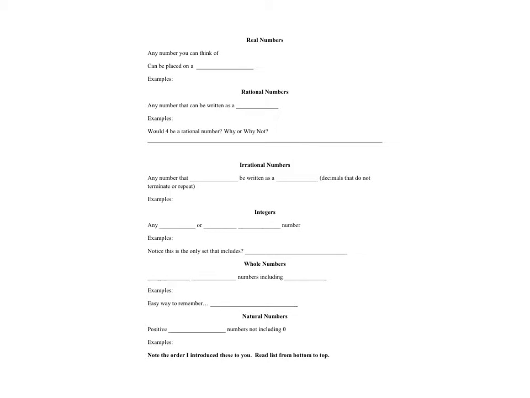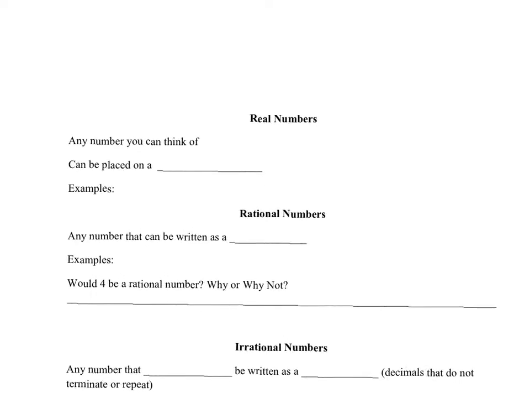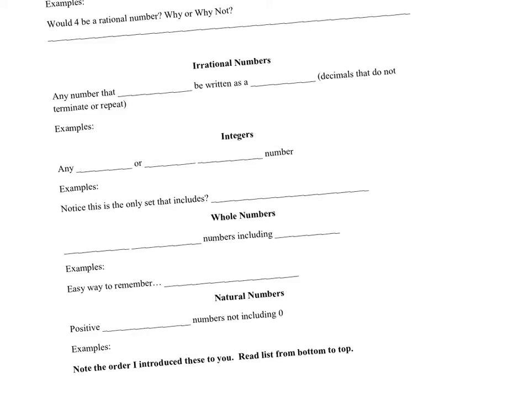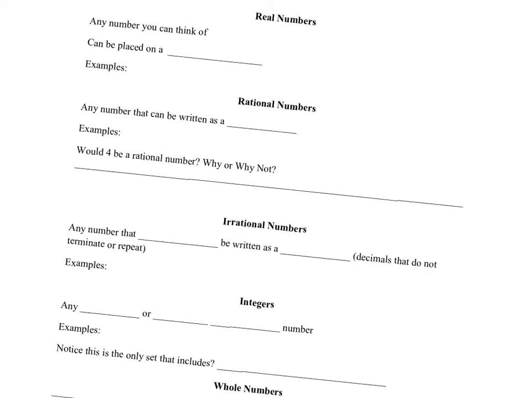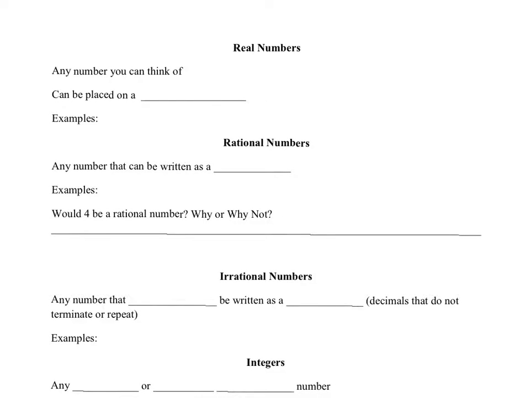Okay, so this is dealing with that first learning target, being able to classify numbers. So we have all these classifications. We have something called real numbers, rational numbers, irrational, integers, whole, and natural. All right, so let's go through this. So starting off with real numbers.